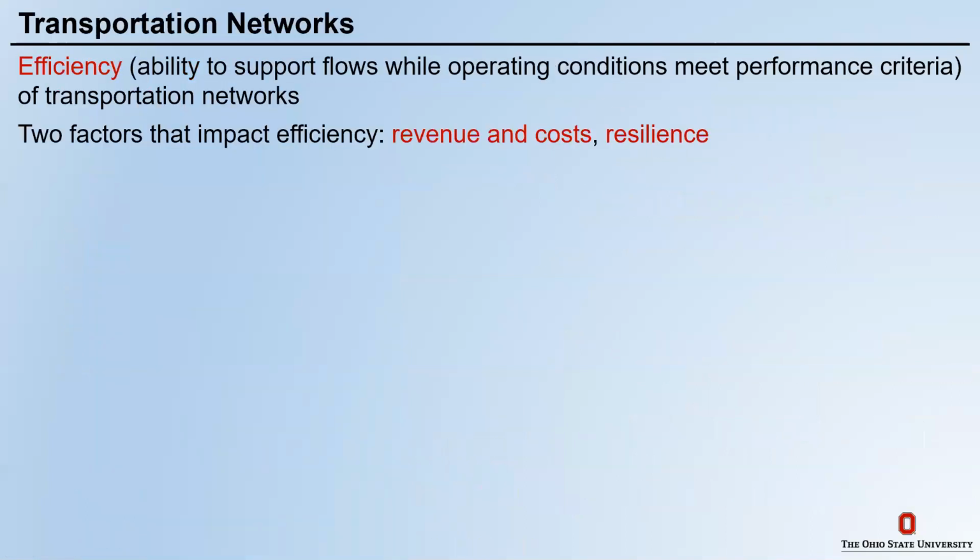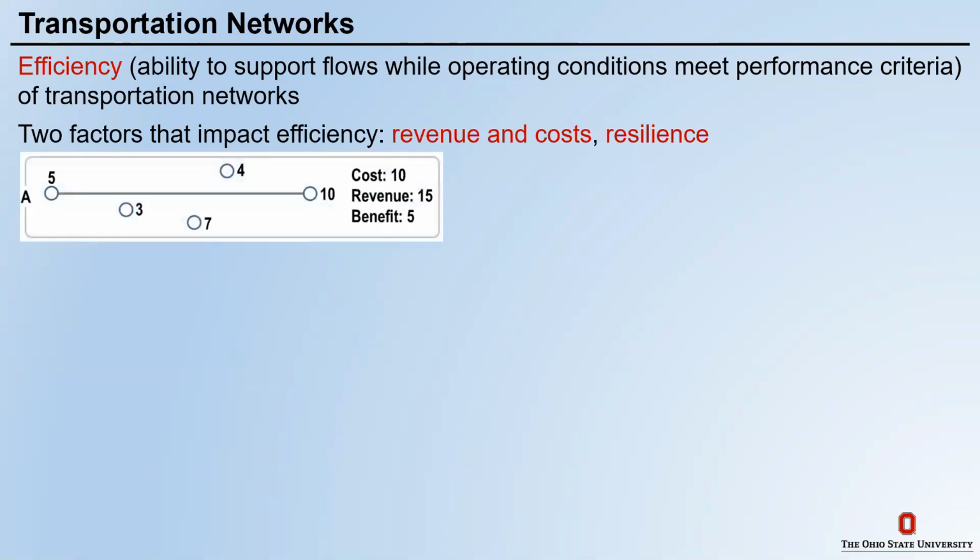And next, let's talk about efficiency. It refers to the ability to support flows where operating conditions meet performance criteria. There are two factors that impact efficiency. The first factor is revenue and costs. The second one is resilience. So let's go through the first factor here, using an example.